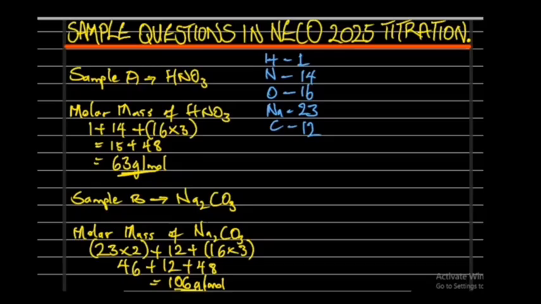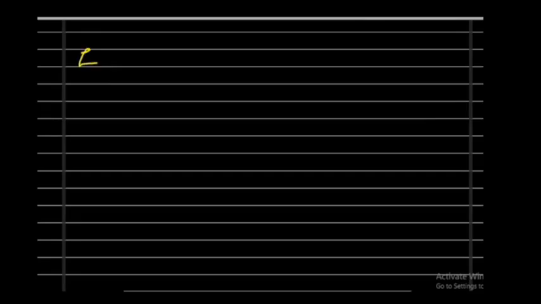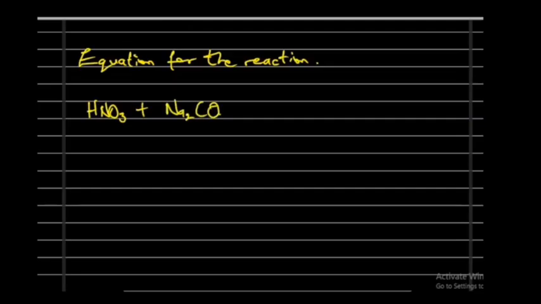So let us see what the equation for this reaction will be. If we are using HNO3 and sodium trioxocarbonate, what will the reaction look like? The equation for the reaction will be HNO3 plus sodium trioxocarbonate to give us sodium trioxonitrate plus water, and then carbon dioxide. This is what the reaction will look like.